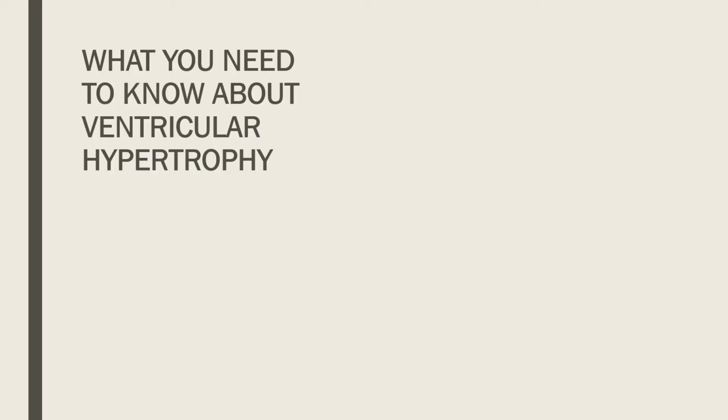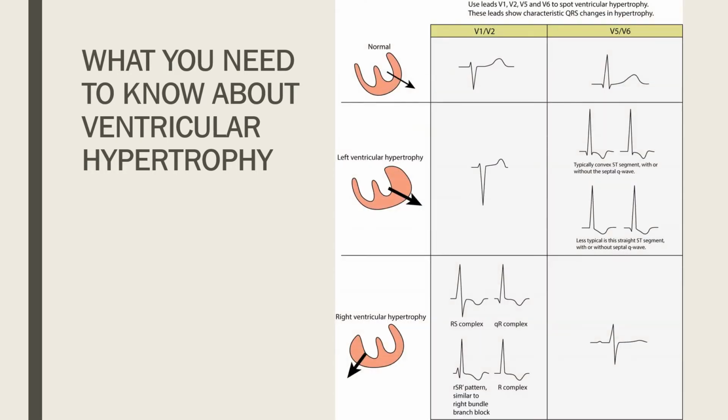What you need to know about ventricular hypertrophy: how can you diagnose ventricular hypertrophy from the ECG? This figure shows the different patterns of the ECG precordial leads. In case of normal ventricular wall thickness, we should notice the precordial leads. V1, V2 correspond to the right ventricle, as you know, and V5, V6 correspond to the left ventricle. This is the normal pattern.